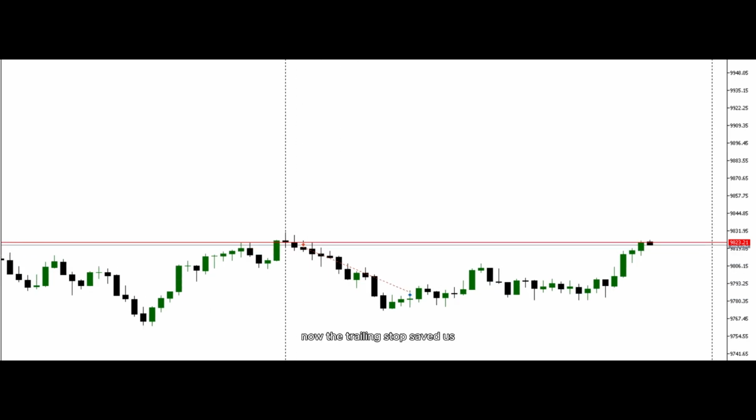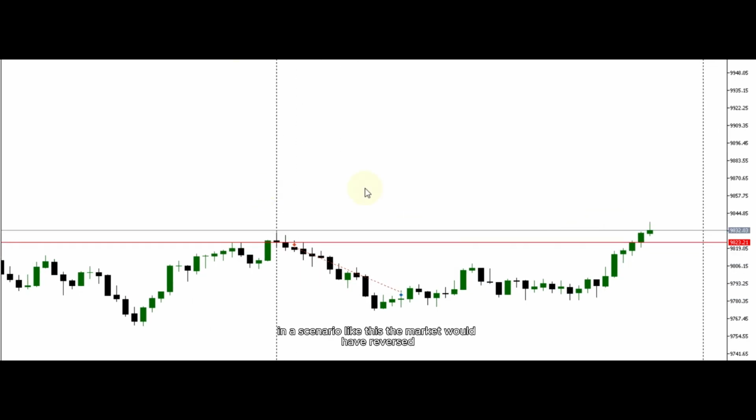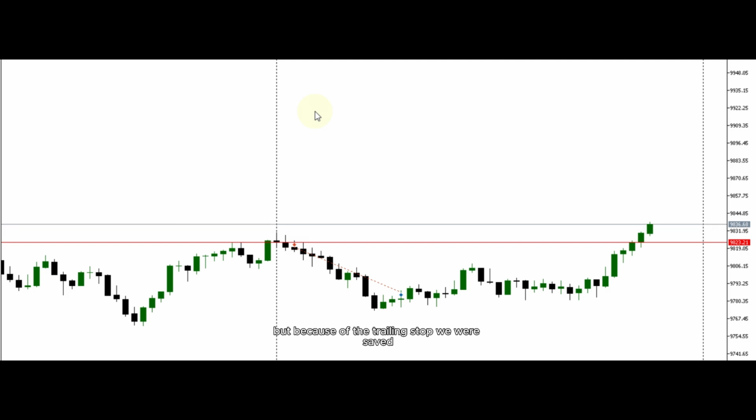Now the trailing stop saved us, because if not for the trailing stop, in a scenario like this, the market would have reversed and cut us out on a loss. But because of the trailing stop, we were saved.